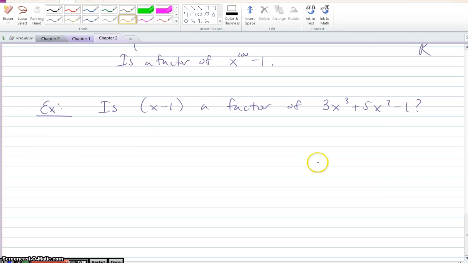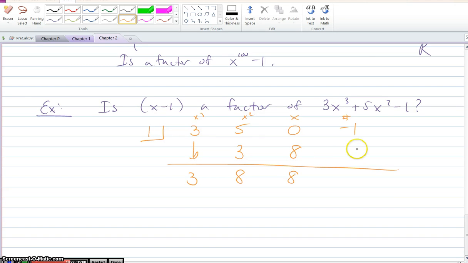So let's do a little bit of synthetic division. I'm going to put 1 on the shelf, or you can use synthetic substitution. Okay, that'll work well here. So we have 3, 5, we have 0 x's, we have negative 1. Okay, so this is our x cubed, x squared, x, and our number term. Bring down the 3, 1 times 3 is 3, add you get 8, 1 times 8 is 8, add you get 8, 1 times 8 is 8, add you get 7. As soon as I see the remainder not 0, this is not a factor. So we just found out that x minus 1 is not a factor of our original polynomial.